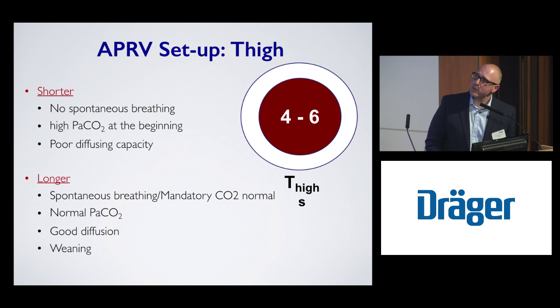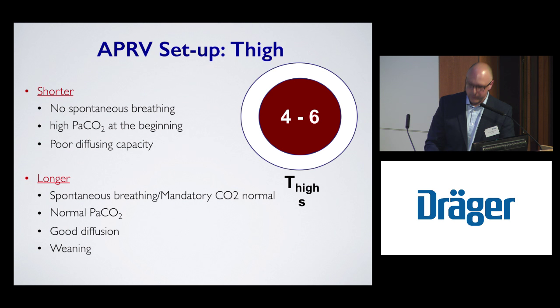This is really very general guidance, but if we think about T high, we would like it to be between 4 and 6, but this is just a starting point. And we can do it shorter if there is no spontaneous breathing and if we are concerned about the CO2. Certainly, we want to begin with a little bit more bulk ventilation if the CO2 is high, and if the diffusing capacity is low, so for example, lung fibrosis or any condition that causes poor recruitment. And maybe we can go a little bit longer if there is spontaneous breathing, if the CO2 is normal with mandatory ventilation, and again, good diffusion, and certainly during weaning, where we can extend well beyond that time.